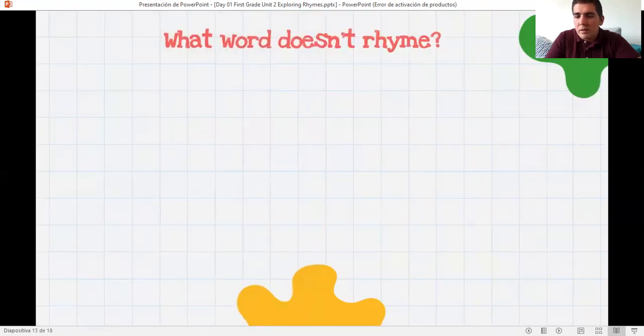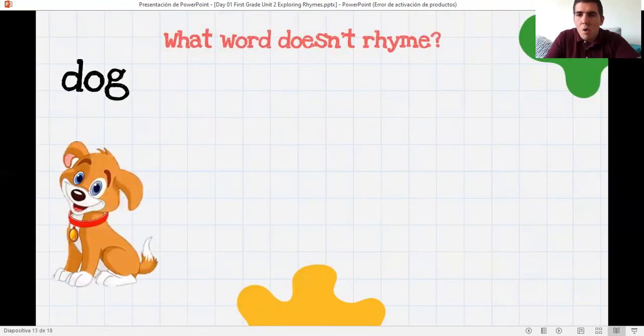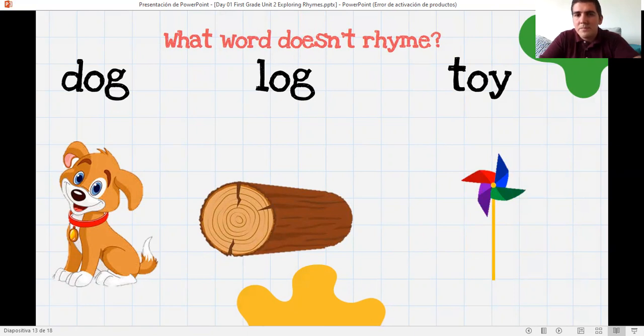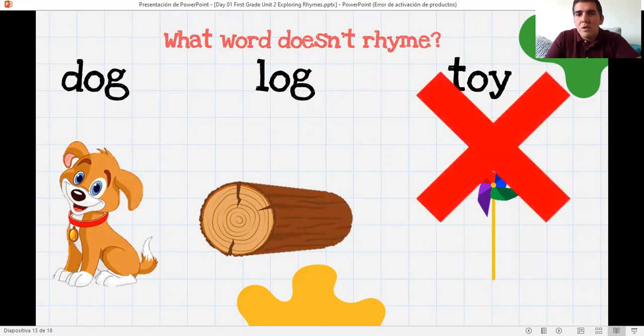The next one, are you ready? Dog, log, toy. What's the word that doesn't rhyme? Yes, very good. Toy. Toy doesn't go here. We have dog and log, and these two words rhyme, but toy, it doesn't. Very good.